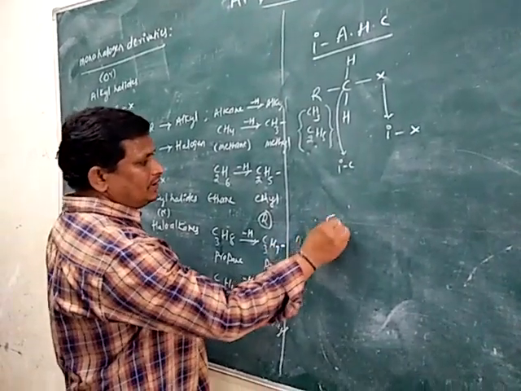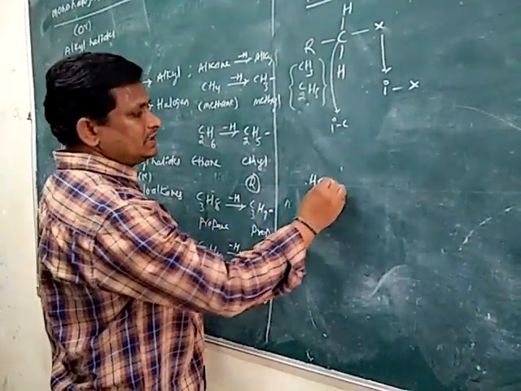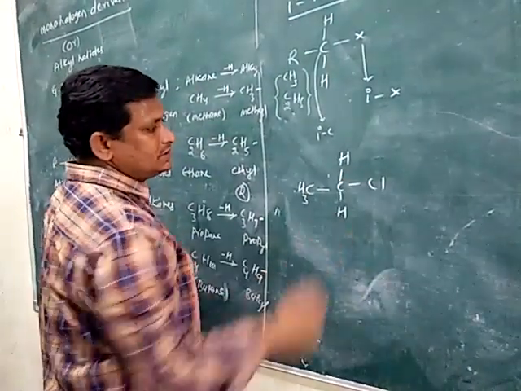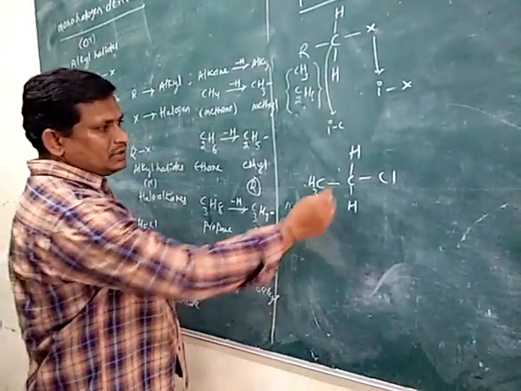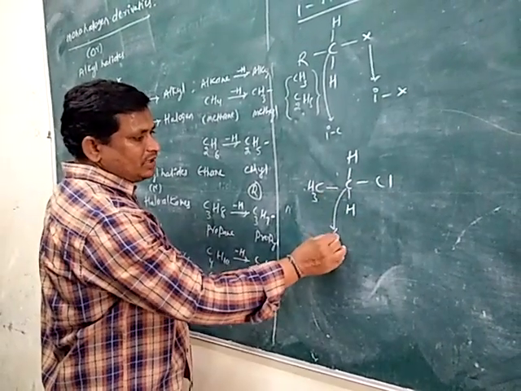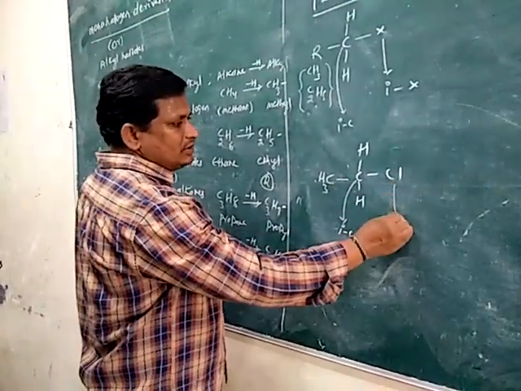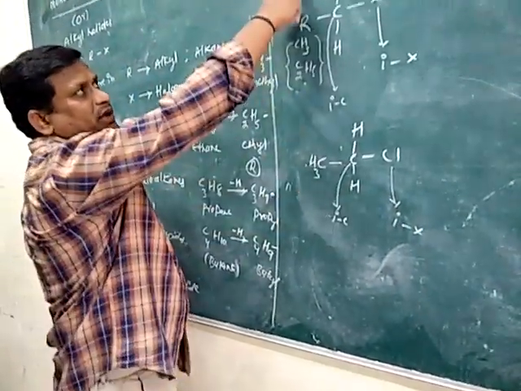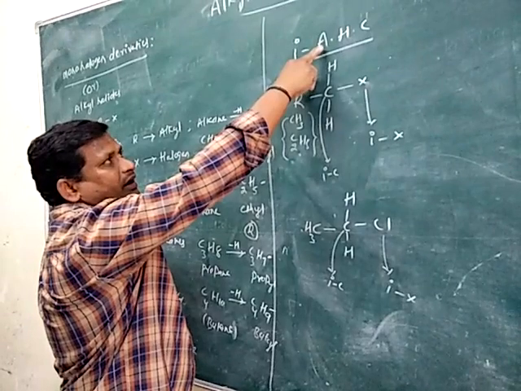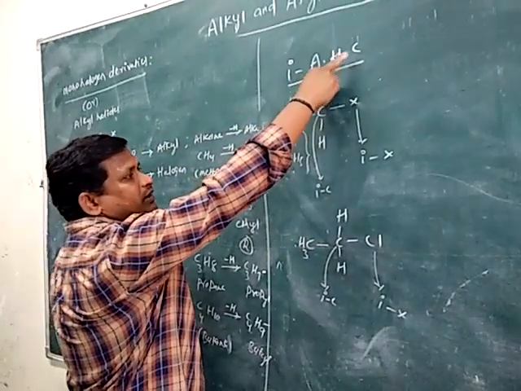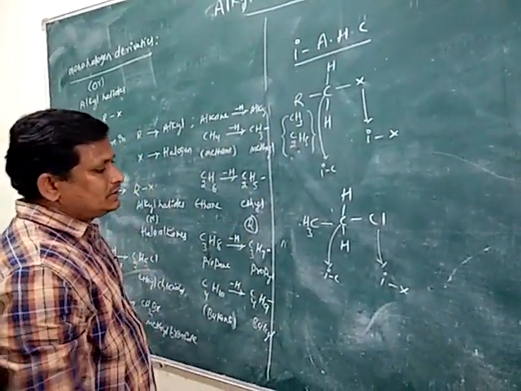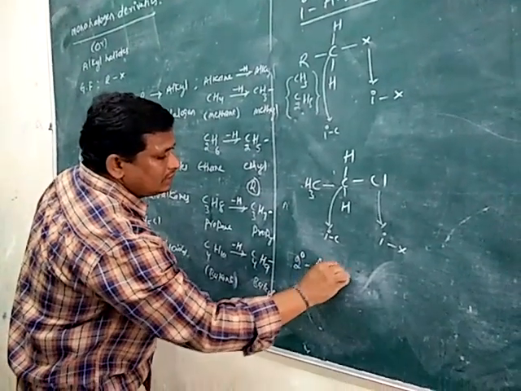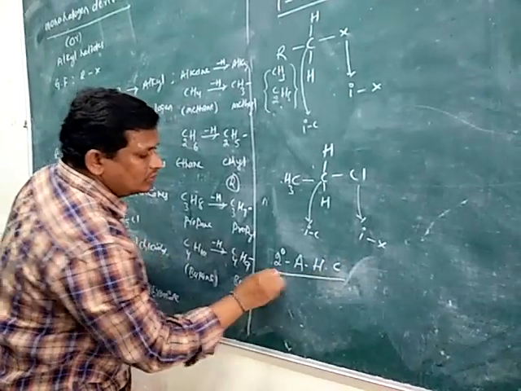For example, CH3, C, H, H, Cl. Now this carbon is a primary carbon and this halogen is the primary halogen, so the compound belongs to the primary alkyl halogen compounds. Then the second one is secondary alkyl halogen compounds.